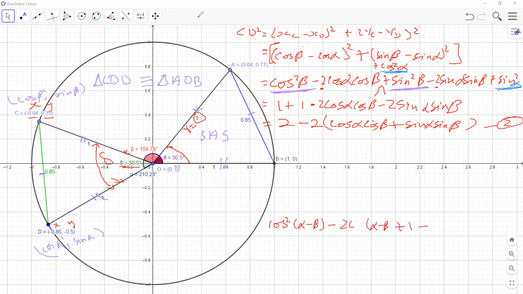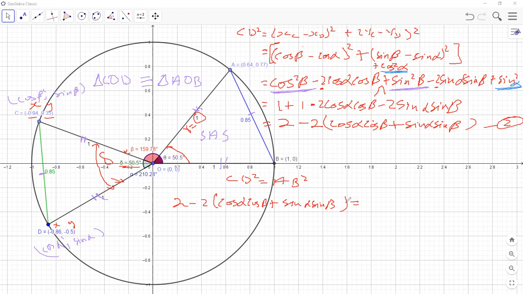Since you'll be watching this video, you could just rewind. So I know my equation 1. We know that CD squared is AB squared. So what is CD squared? CD squared is 2 minus 2 into (cos alpha cos beta plus sine alpha sine beta). And what was my AB squared? I had 2 minus 2 cos(alpha minus beta). I hope you guys remember that.